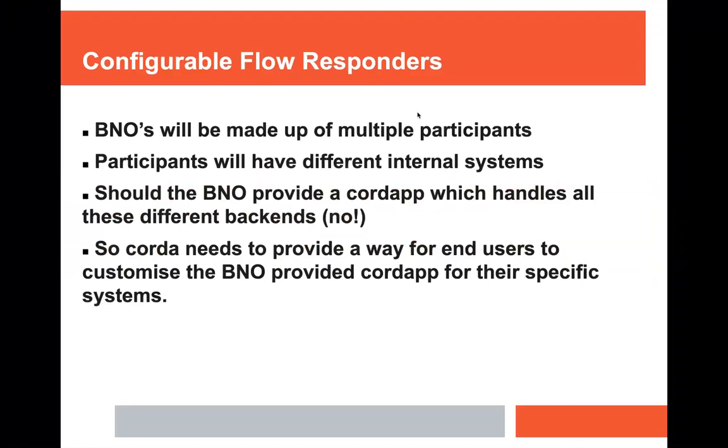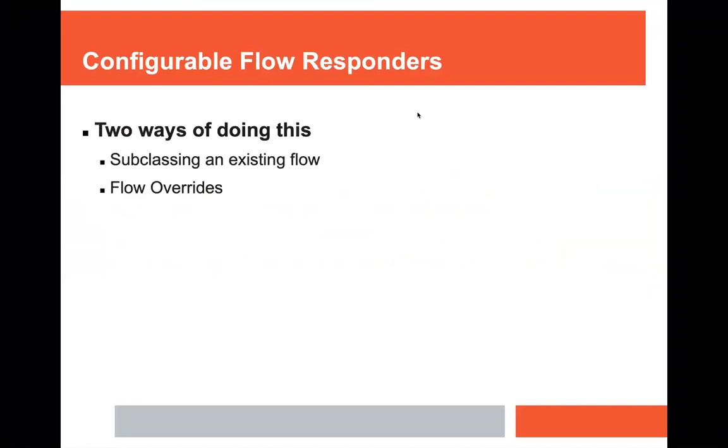So basically, B3I had a problem. Either they had to provide a Corda app which handled every single possible backend for their members, or they had to provide a way for extending flows and allowing them to be configured for whichever obscure backend they have. So the way we can do this in Corda now, since Corda 4, there are two ways of configuring a flow. You can subclass an existing flow, or you can manually specify an override.